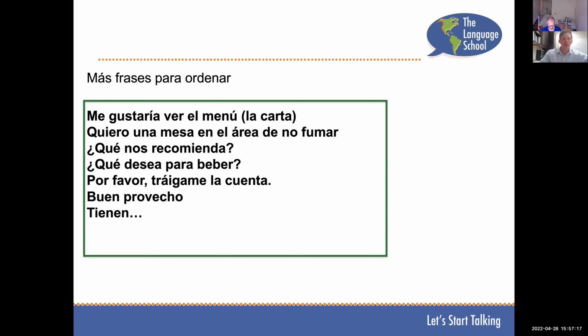Okay. ¿Qué nos recomienda? ¿Qué desea para beber? Muy bien. Por favor, tráigame la cuenta. Muy bien. Buen provecho.